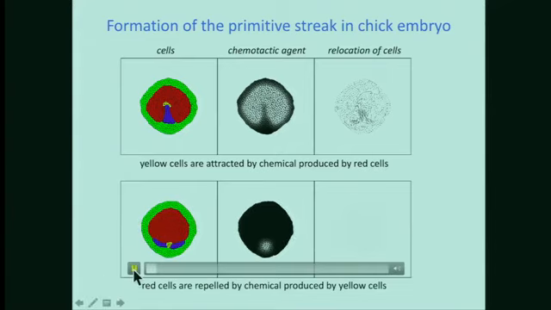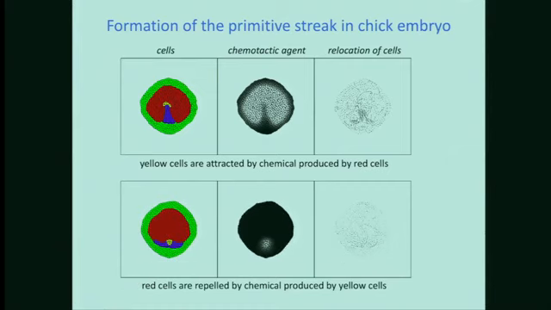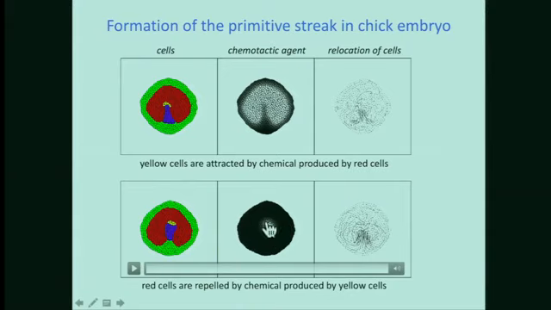This is the counterpart. When red cells are repelled by yellow cells, it's still the same. So this interface should move in the same direction. And again, we will have the same kind of pattern. Okay, so here it's again a white area, an area of high concentration of this chemical, and here are trajectories of some of the cells.